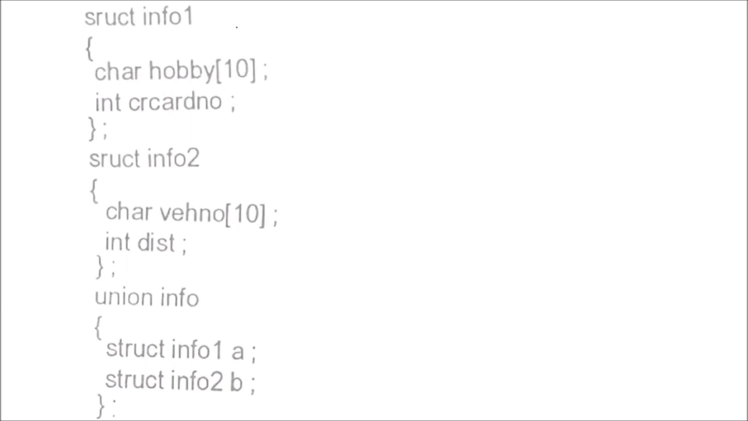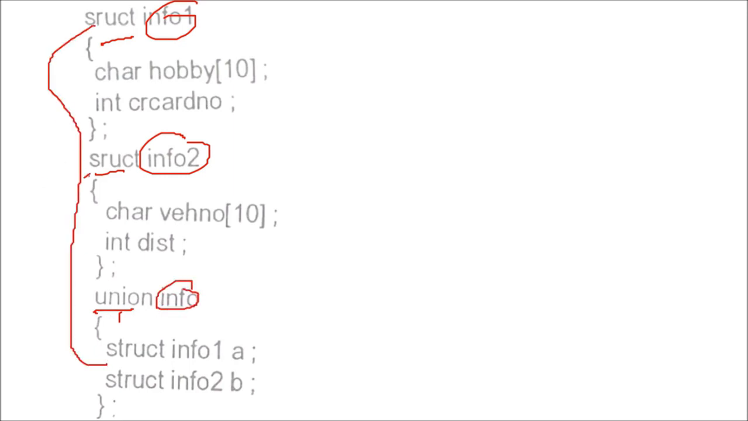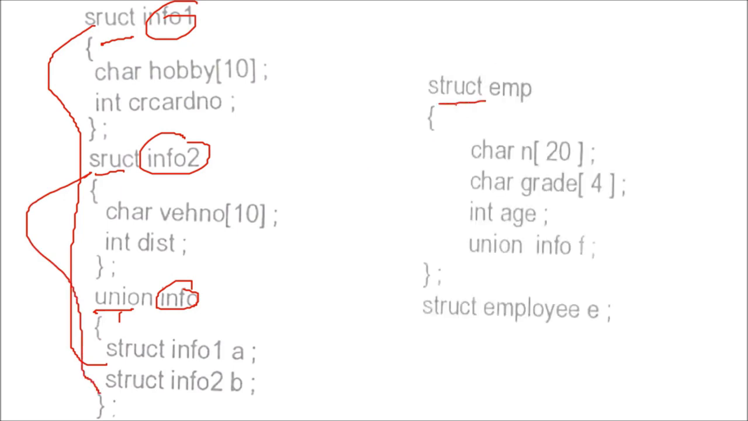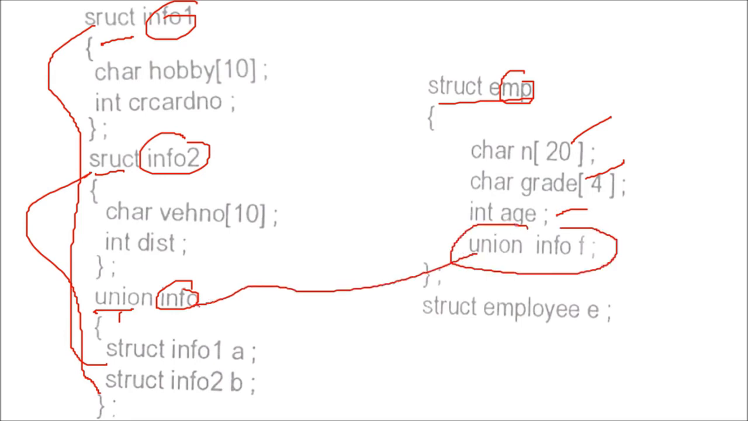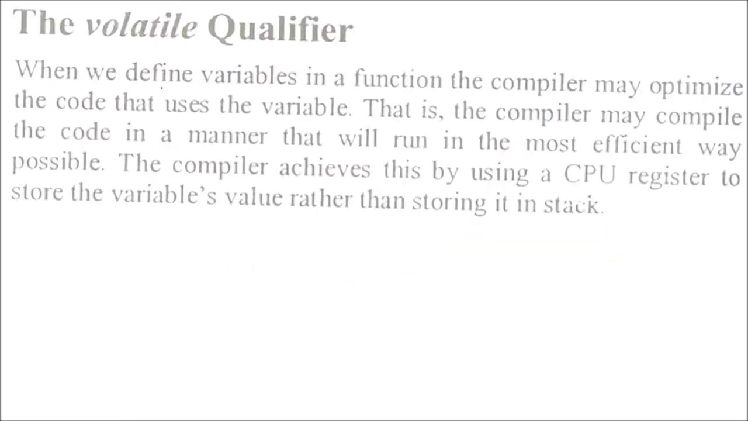So I'll show how this is done. We have a struct, we have info1, info2. Now in this we have made a union info. Inside this we have made a variable of info1 and info2. Now here we made a structure which is called employee. In this we have these 3 which are common. For this union info, we have used this one. Okay, now the structure employee.